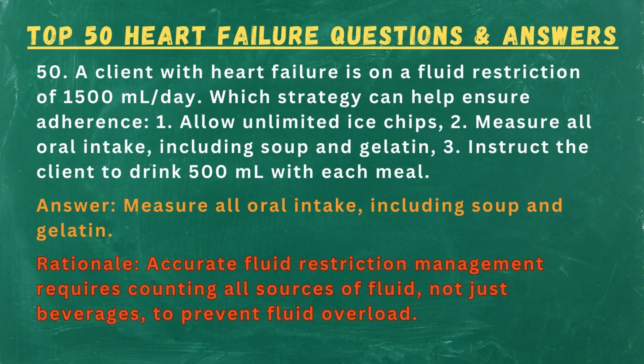50. A client with heart failure is on a fluid restriction of 1,500 milliliters per day. Which strategy can help ensure adherence? 1. Allow unlimited ice chips. 2. Measure all oral intake, including soup and gelatin. 3. Instruct the client to drink 500 milliliters with each meal. Answer. Measure all oral intake, including soup and gelatin. Rationale. Accurate fluid restriction management requires counting all sources of fluid, not just beverages, to prevent fluid overload.